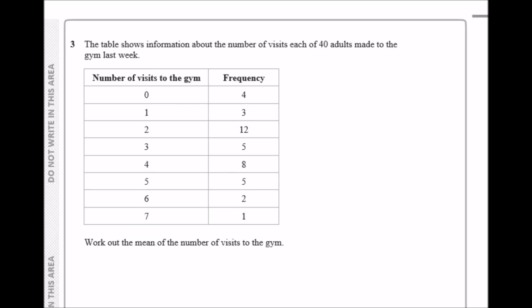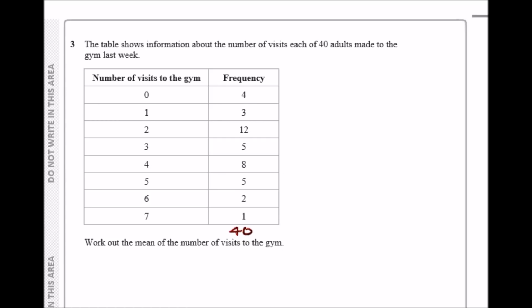Okay, moving on to question 3 now. The table shows information about the number of visits each of 40 adults made to the gym last week. Here we have the frequency, which literally means the number of adults in this case. So summing up all these figures should give us a total of 40 people. This is telling us the number of visits to the gym. So we can say that the number of people who went to the gym 3 times is 5. Or the number of people that went to the gym 7 times, only 1 guy did it. So this is the only dedicated person. And of course, the maximum can be 7 because there are only 7 days in a week.